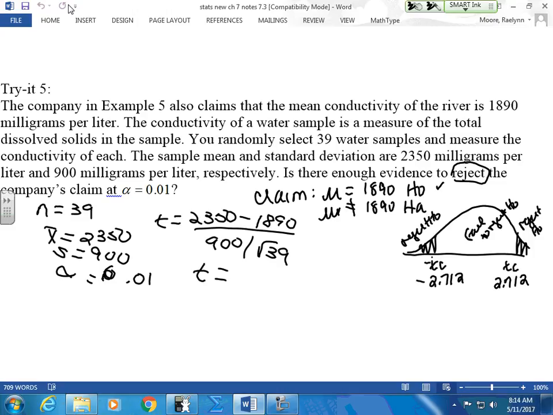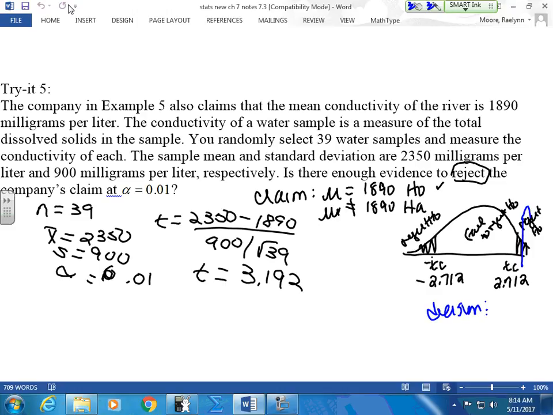Angelise, what'd you come out with? 3.192. Okay, thank you. 3.192. This is my test statistic. This is the T-score from my test information that I tested with my samples. So I had 39 of them. I found out their sample mean. I come over here. I say, does it fall to the left or to the right of 2.712? To the right. So what is my decision?